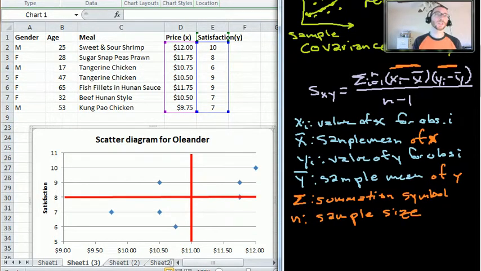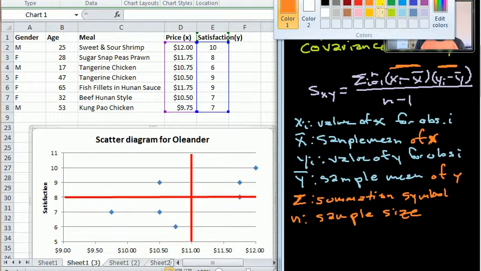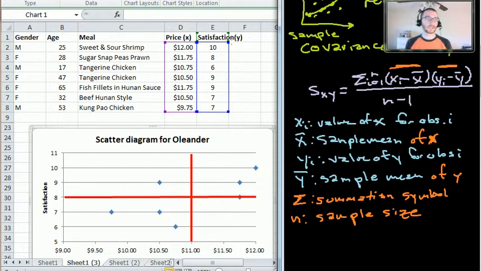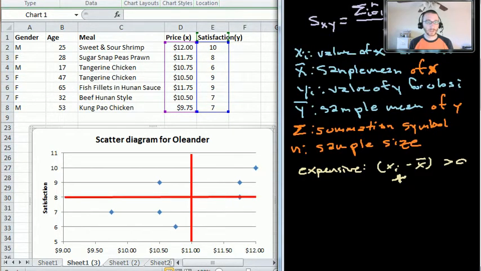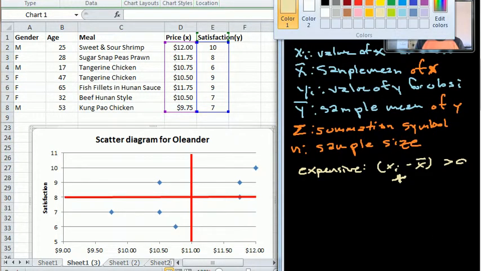Now, it's useful to just look at this formula and think about it for a little while. If we call price x and satisfaction y, then an expensive meal is going to have an xi greater than average. That's why we call it expensive: relative to the rest, it's expensive. So if we have an expensive meal, that means xi minus x bar is going to be greater than 0, that is, positive. Now, there are two major possibilities as far as satisfaction is concerned. One is that it's unsatisfying.